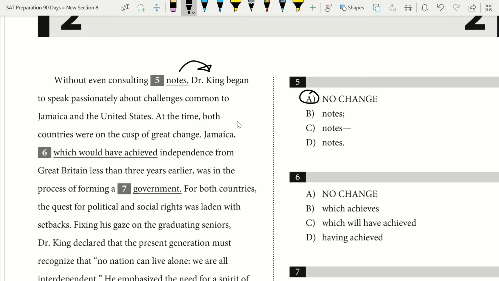Well, I know that because when I read "without even consulting notes," that's what's called an introductory modifying clause, okay? Because when we say without even consulting notes, we want to know who isn't consulting notes. Well, Dr. King is the person who isn't consulting notes. So whenever we have one of those introductory modifying clauses, we have to have a comma after it. I see that my only option with a comma after it is A, so I know A has to be correct.